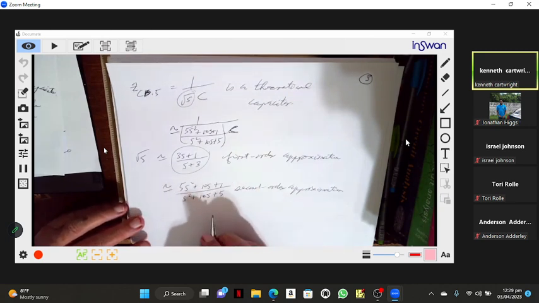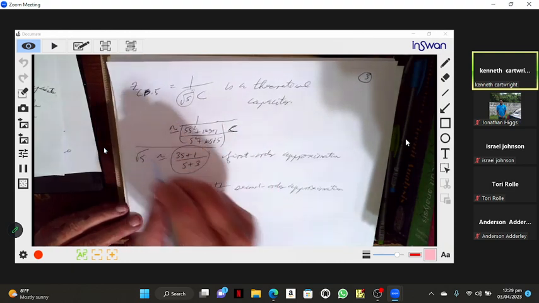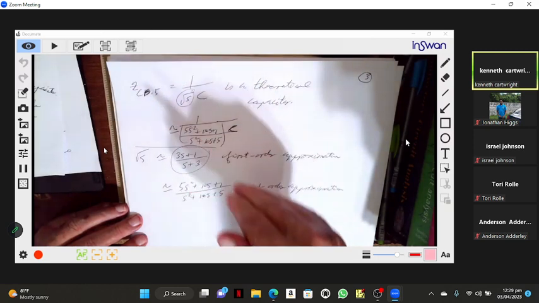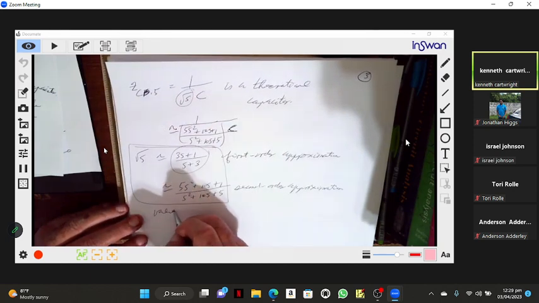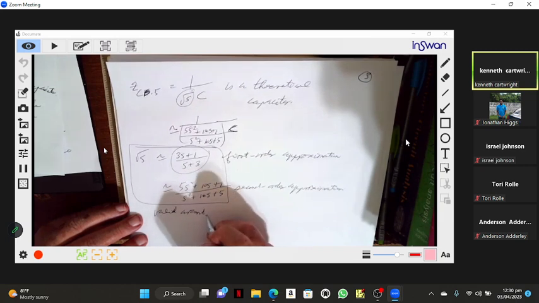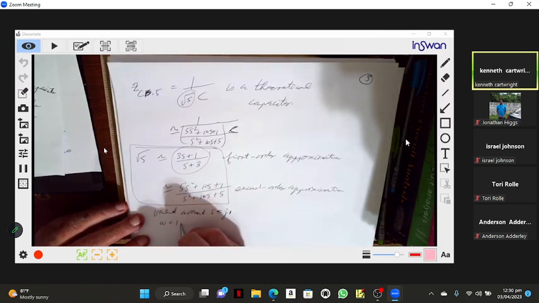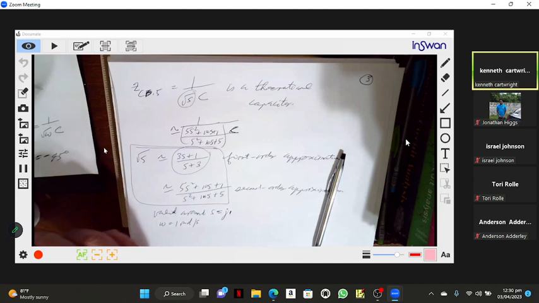And these are valid. And of course, we can have a third order approximation and fourth order approximation. Okay. And these are valid around S equals J1. In other words, omega equals 1 rad per second. That's when they're valid. Let me show you that in Octave.